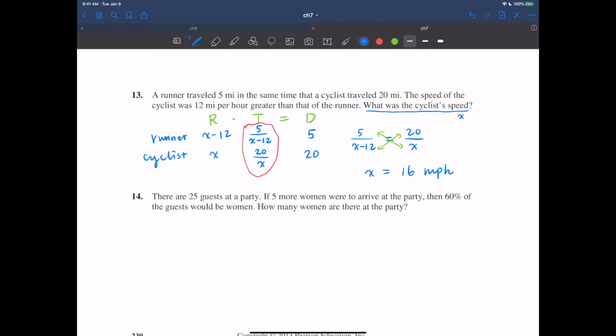Question number 12 and question number 14 are very similar to these 2. Hopefully you will be able to find the answer.